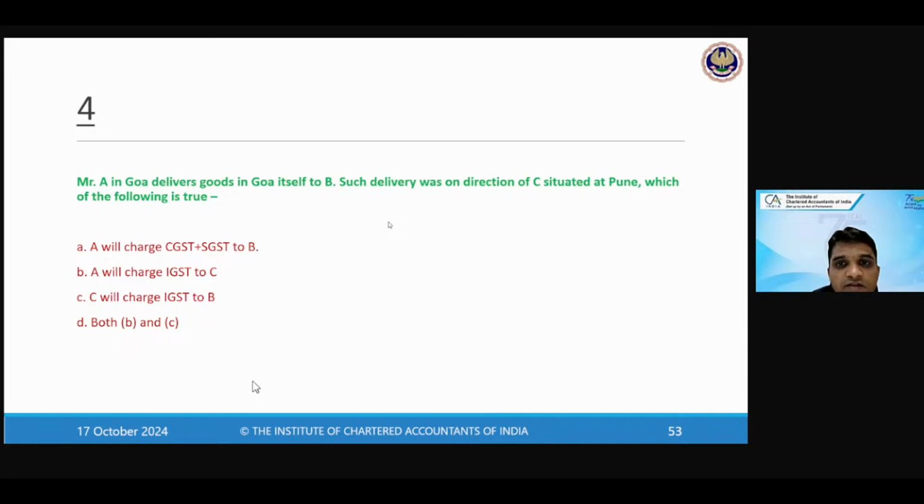Question number 4. Mr. A is in Goa. He delivers goods in Goa itself to B. Now, such delivery was at the direction of C, which was situated at Pune. Now, same Bolaram Tolaram situation, instead of giving a detailed thing, this question I am giving you in very simple terms. Now, what will be the charge which will be levied?